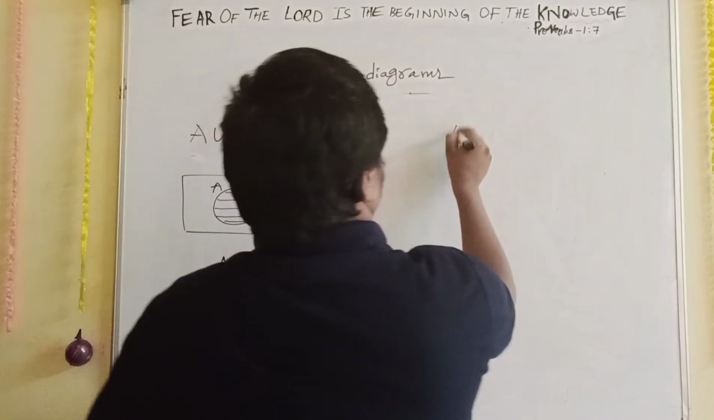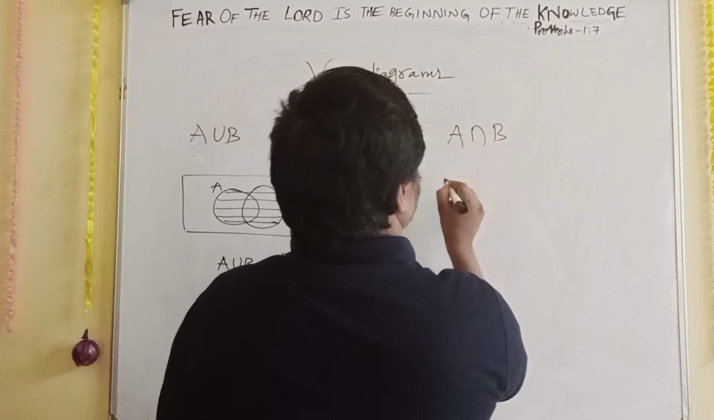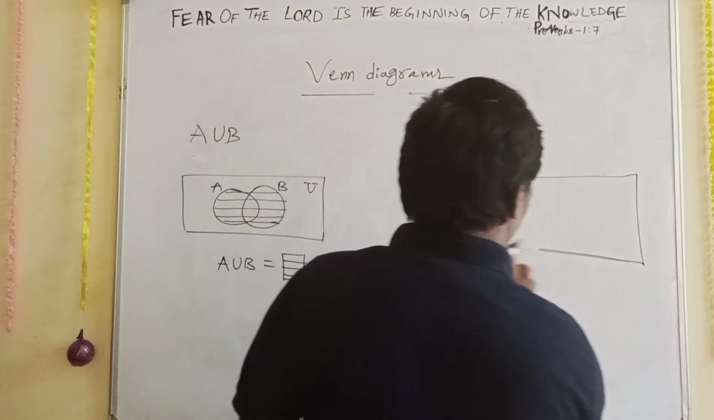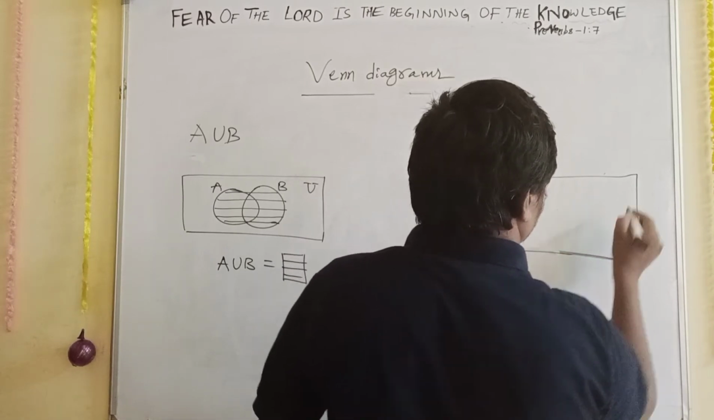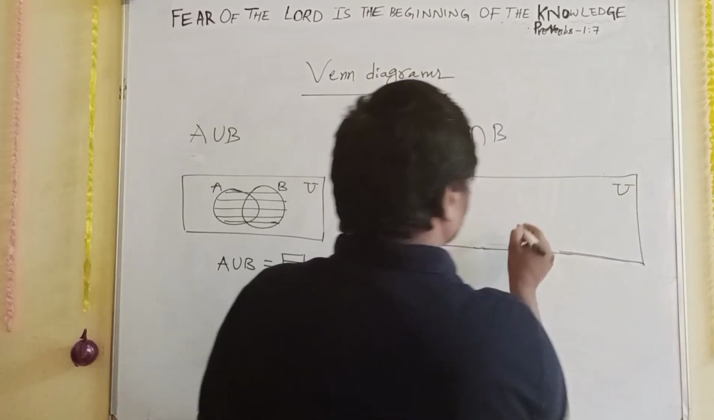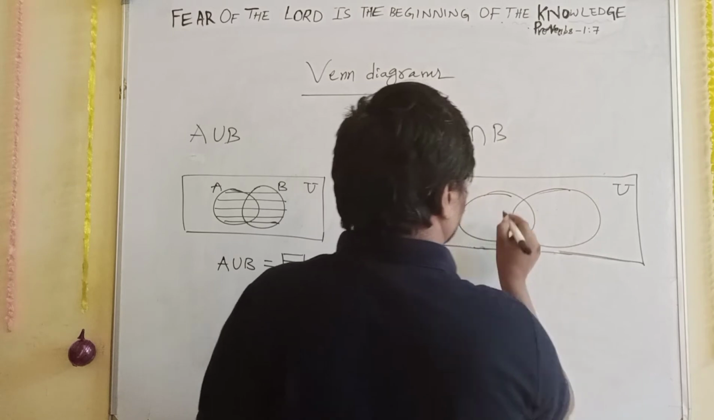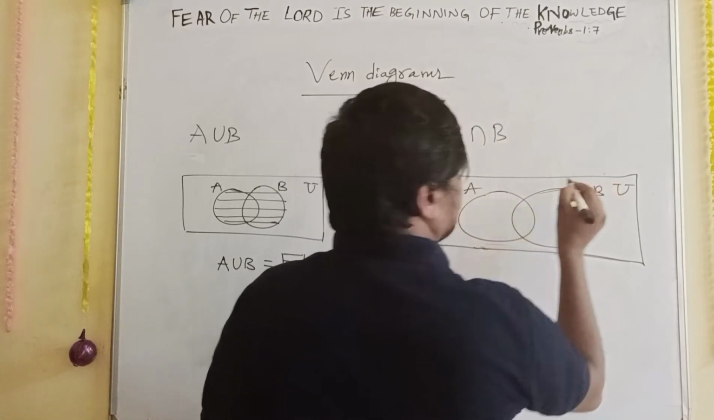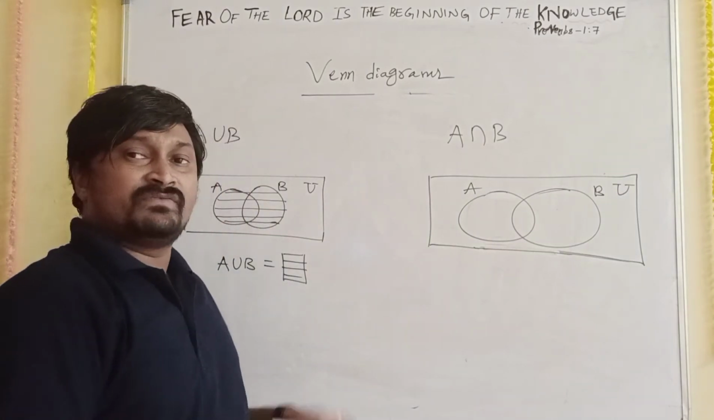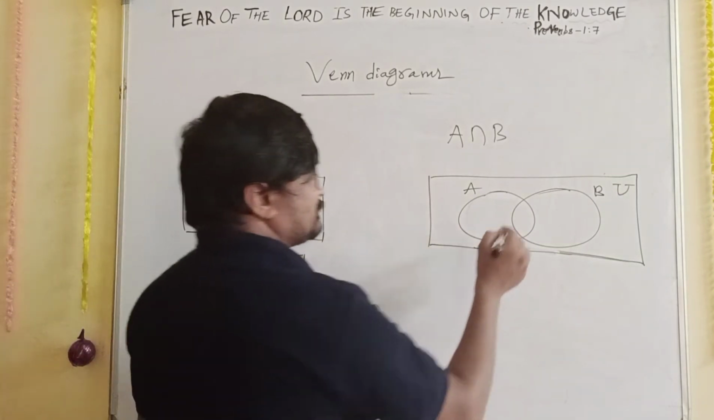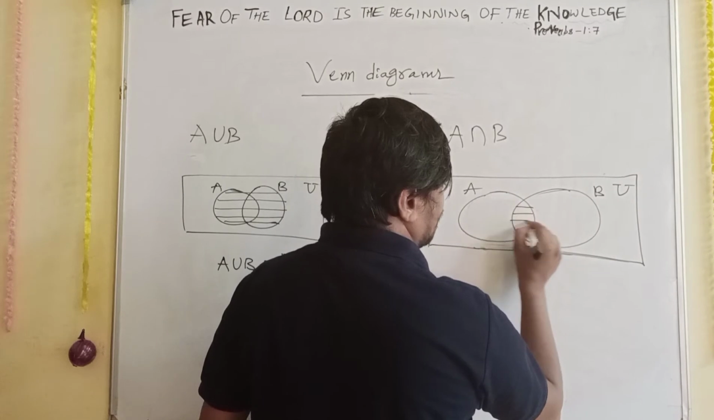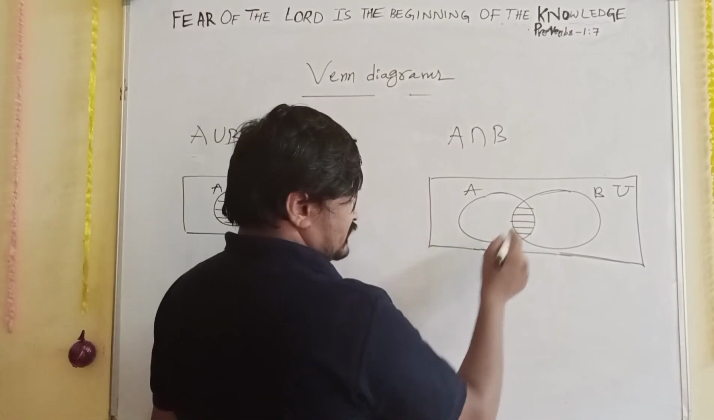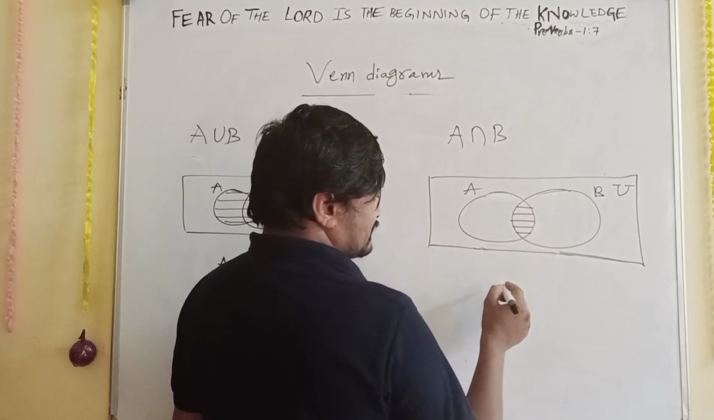So A intersection B. Intersection means common elements. So again draw a rectangle symbol. You draw properly in your books. It is the union set A. Now I use two oval shapes, A and B. Intersection means the common part. So in this place you found this as our common part. So I can write here, this common part is called A intersection B.